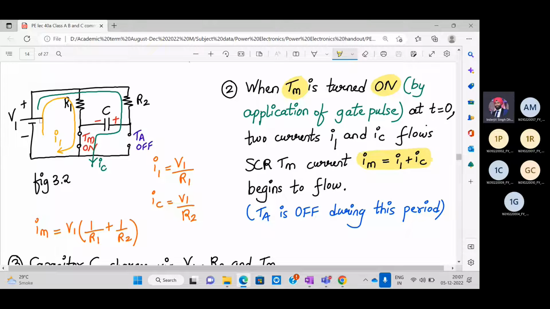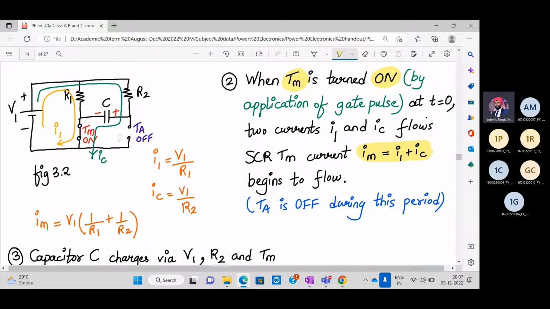One current is I1, which flows through this loop. Another current is flowing through the resistor R2, a capacitor, and Tm. That is the main SCR. So your main SCR current is actually the addition of two currents, I1 and IC. So Im is equal to I1 plus IC begins to flow. All right. And the TA, that is the auxiliary SCR, is off during the period.